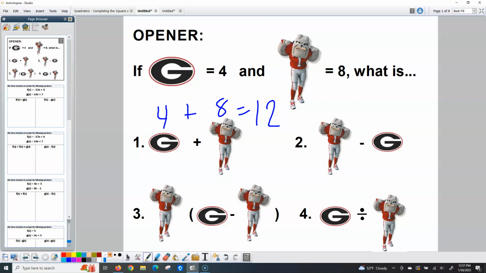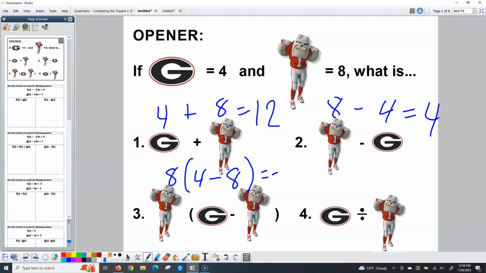Number two, hairy dog was 8 and the G was 4. That would be 4. And on number three, I got a little parentheses here. So I got hairy dog, that's 8 parentheses. G is 4 minus hairy dog is 8. And 4 minus 8 is negative 4 times 4 is negative 32, I think.